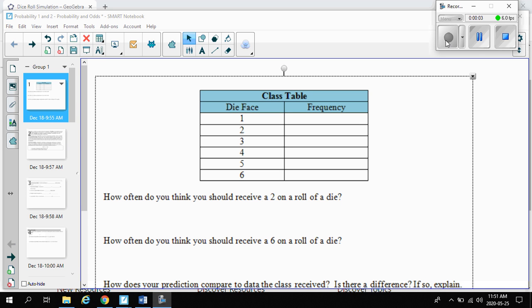Hello, Math 30s. This is the last unit that we're going to be doing. It's called probability, and it's something that you guys will still find pretty relatable.